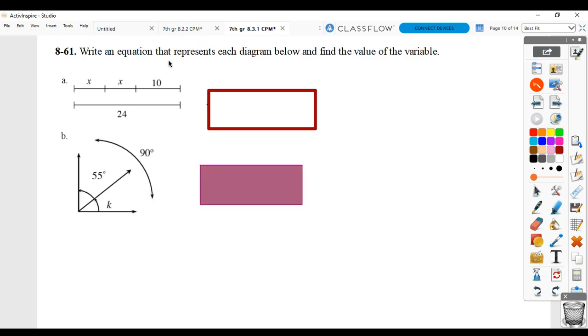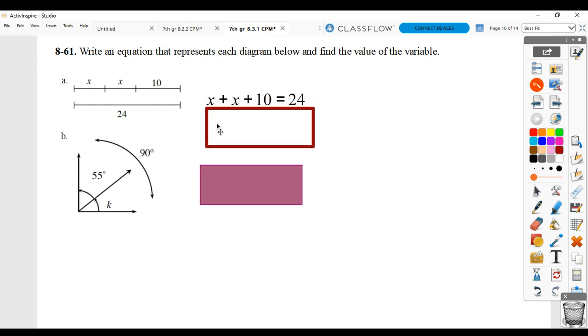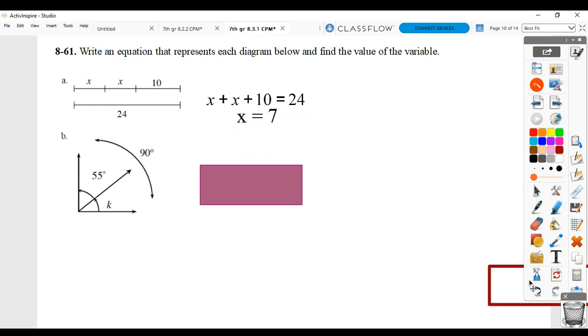For 861, they want you to write the equation that represents this diagram and find the value of the variable. So what we have in this diagram is x plus 10 equals 24. And then you would solve that algebraically, or you could reason it out and get x equal to 7.